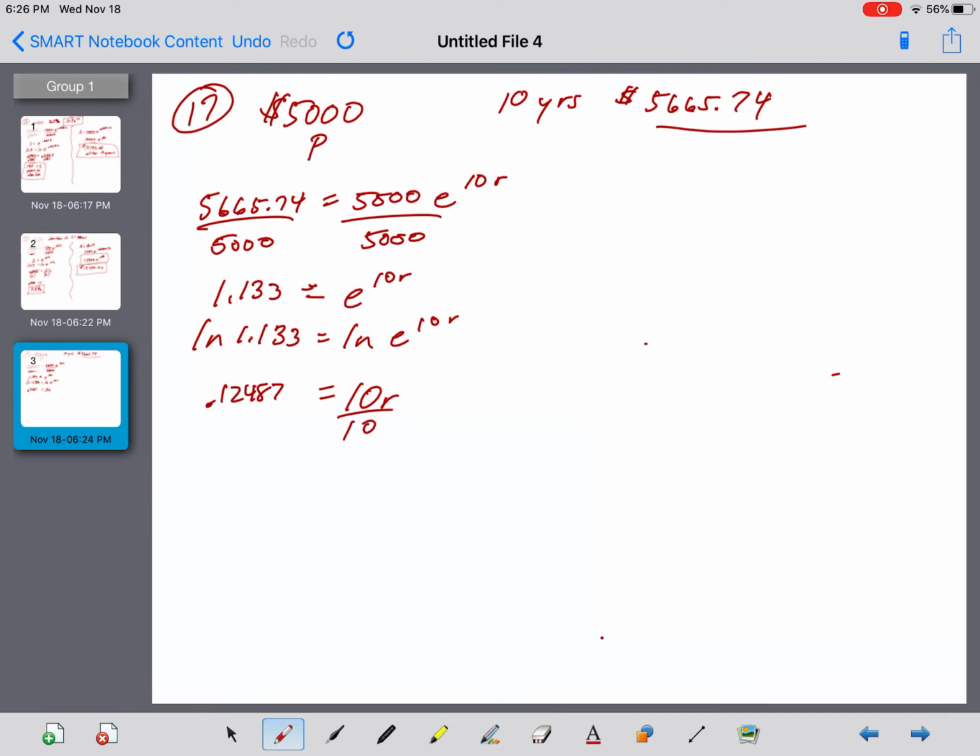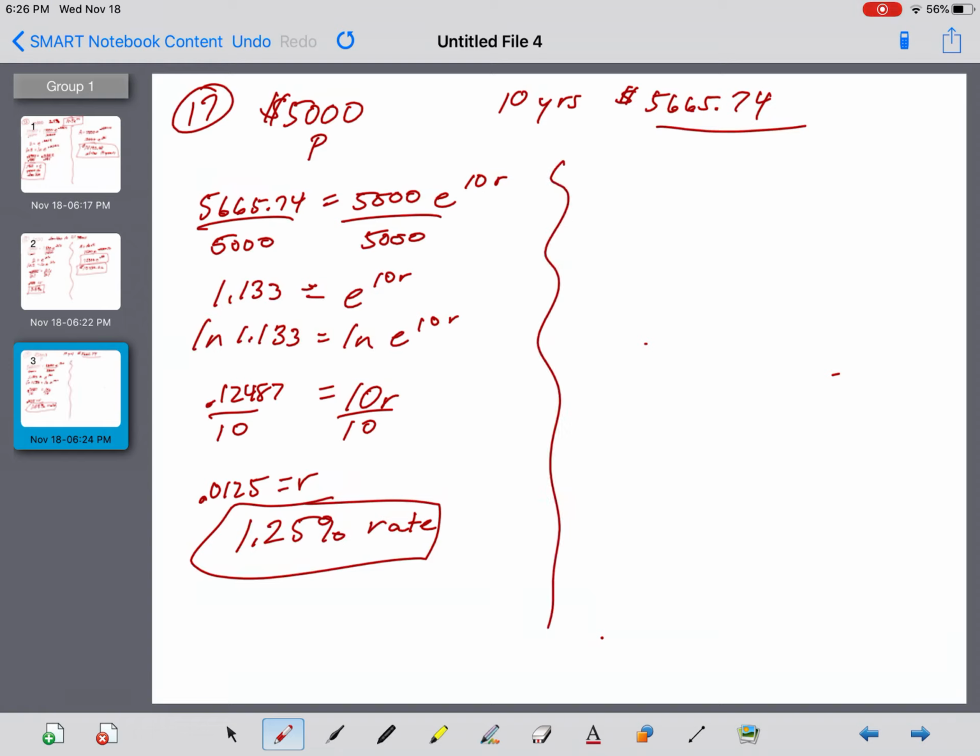I'm writing out a lot of decimal places. And that's what you have to divide by 10. So the rate was 0.012, we'll just round it to 0.0125. So it's a 1.25% rate.